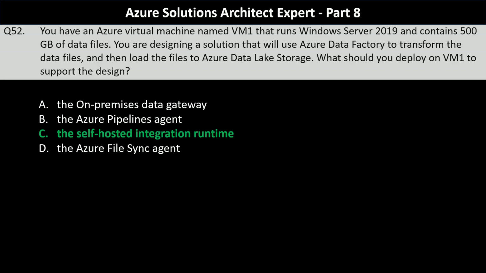Now let's understand the use case of the other options. On-premise data gateway is used for Power BI, Power Apps, Power Automate, or Azure Logic Apps. Azure Pipelines agent is used for CI/CD pipelines to automate builds and deployments. Then Azure File Sync agent is used to sync file shares between on-premise Windows servers and Azure Files.